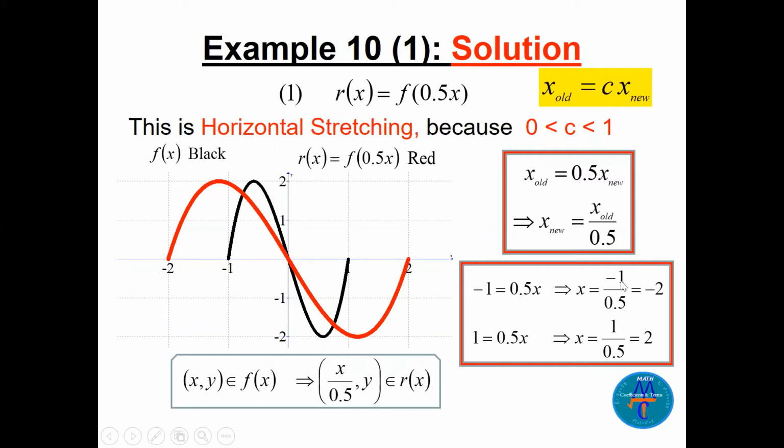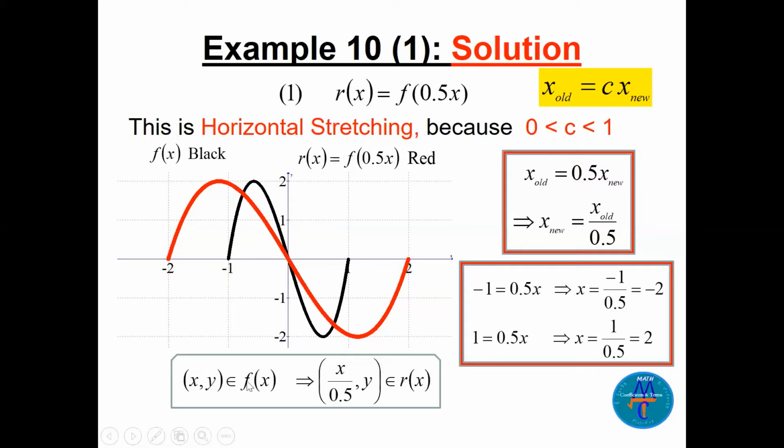0.5x. So x will be minus 1 over 0.5. It will be x new, minus 2. See, from minus 1 it goes to minus 2. So the black is the original graph. If you multiply x by 0.5, if you remember, every x, the graph becomes horizontal stretching.